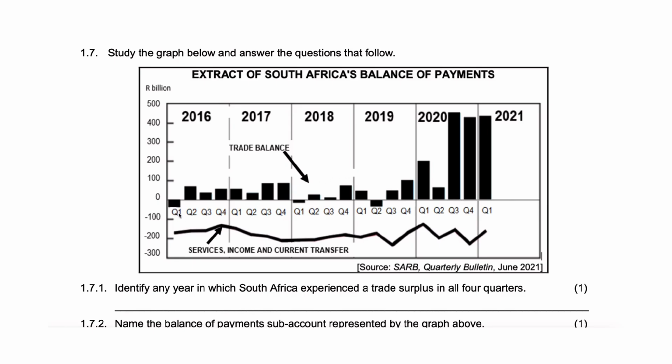So this is the first quarter, so a year will have 4 quarters. So each quarter having January, February, March, April, May, June, July, August, September, October, November, December, like that. So we have years 2016 to 2021. So anything below this zero is a deficit. Anything above this zero is a surplus. We also see services on our balance of payment.